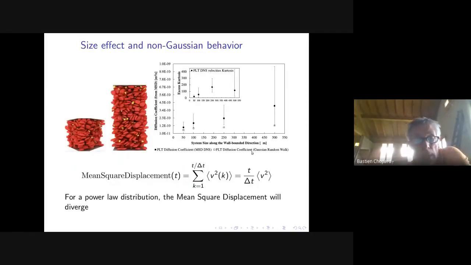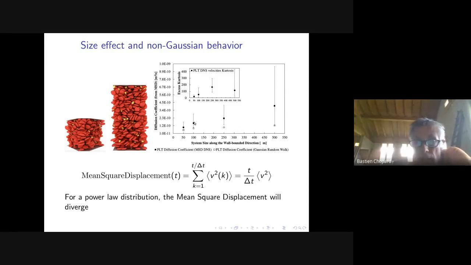So what we did, which is important, and I think it was never done before in the literature, is to check the transport of platelets for bigger and bigger systems. So this is 50 micron, this is 100 micron, then we go to 250 micron and 500 micron, okay? And we compute what's called the mean square displacement, which is basically how far the platelets move away from their initial position.